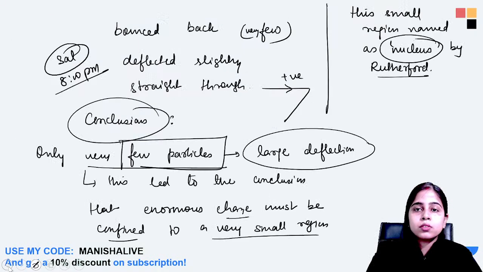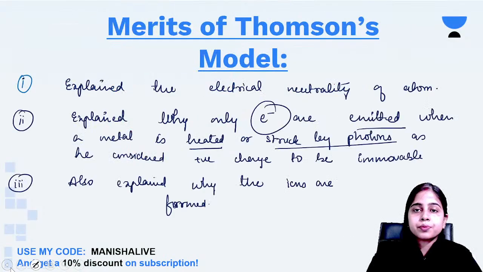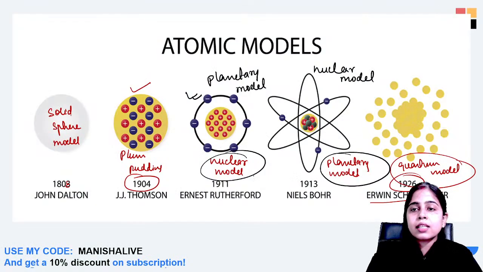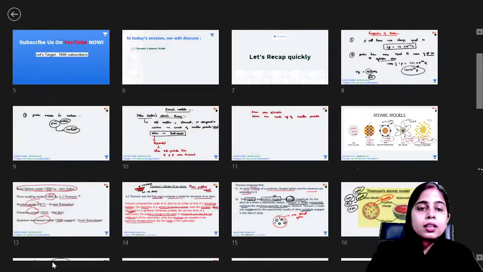Let me show you. You will read about this model when you go in class 11. This is the quantum mechanical model. There is nothing such as your orbits. Clear, everyone?